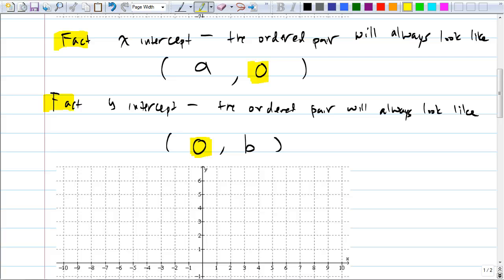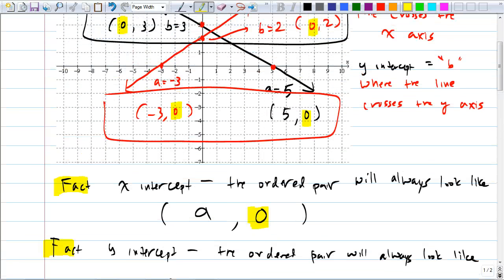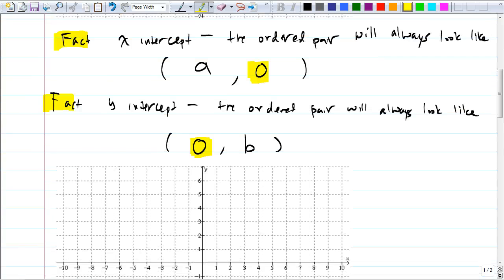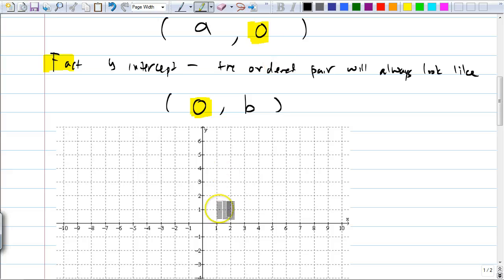That's correct. Look, all the x-intercepts are the points where the line crosses the x-axis. And these points have to be on which axis? The x-axis, right? If these points have to be on the x-axis, look. Somebody give me, what is this ordered pair right here? How about this one? What is this ordered pair?